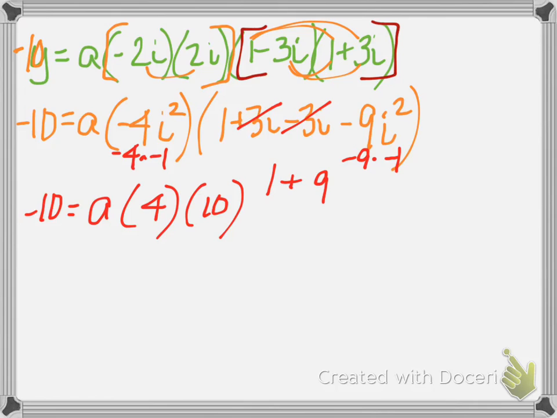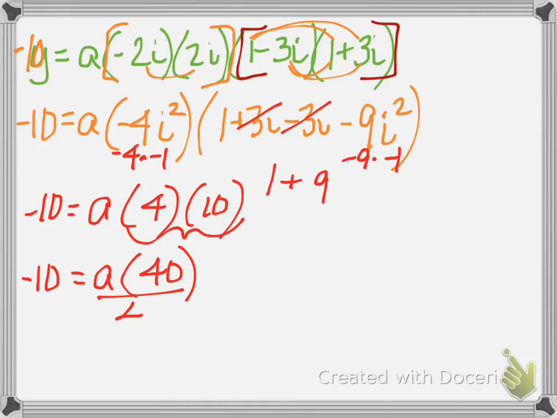Continuing to simplify, we multiply. Negative 10 equals a times 4 times 10 is 40. And now finally I can solve for a by dividing both sides by the number next to it, which is 40. Negative 10 divided by 40 is a negative 1/4 or negative 0.25. So a equals negative 0.25.